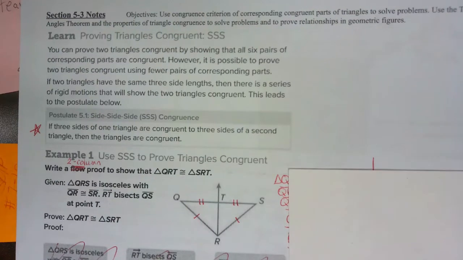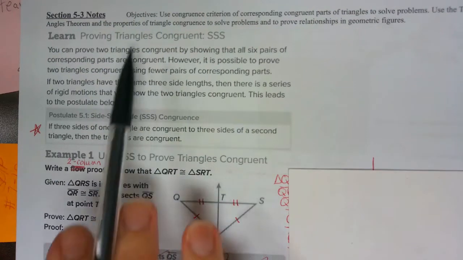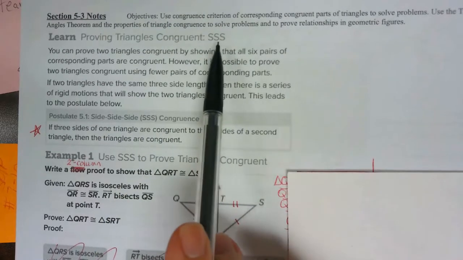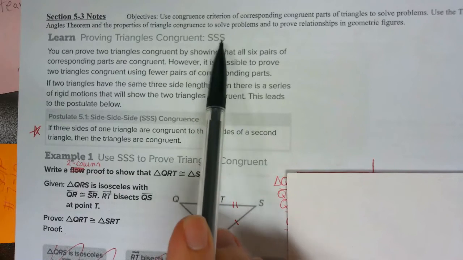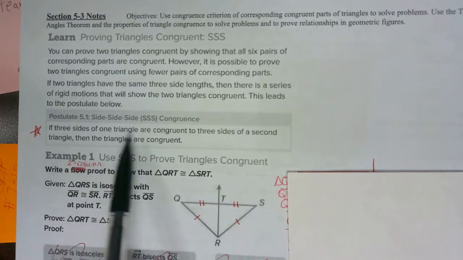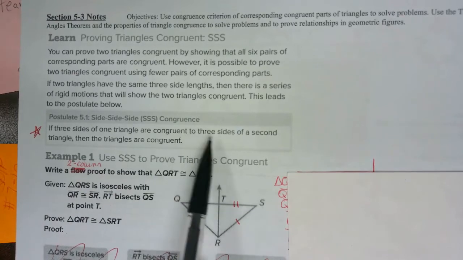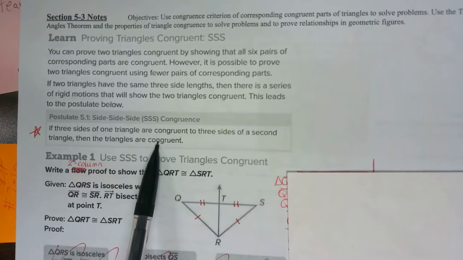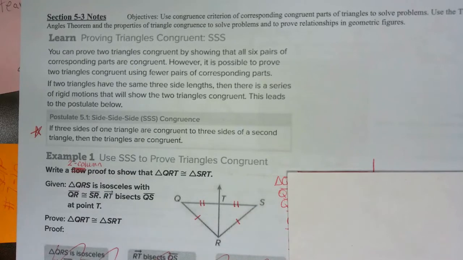Section 5.3 is where we are going to prove triangles are congruent still, but now we've got some shortcuts. So the first one we're going to use is side, side, side. If you have three sides of one triangle that are congruent to three sides of a second triangle, we know the triangles are congruent.